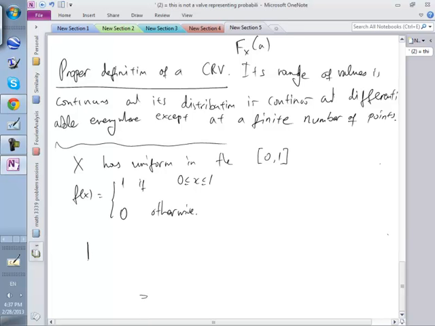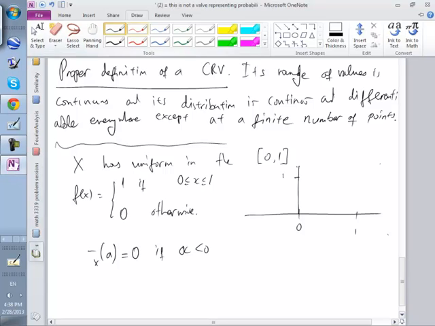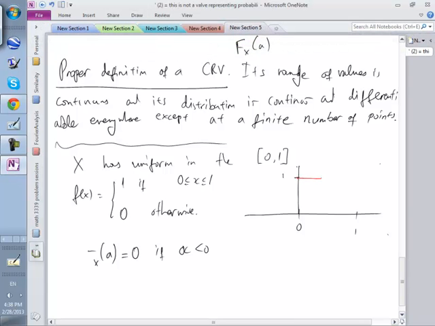So if we see, for example, let's say f of x of A is equal to 0 if A is negative, okay? And that's because if here is 0 and 1, and the density is with the red, the graph of the density.